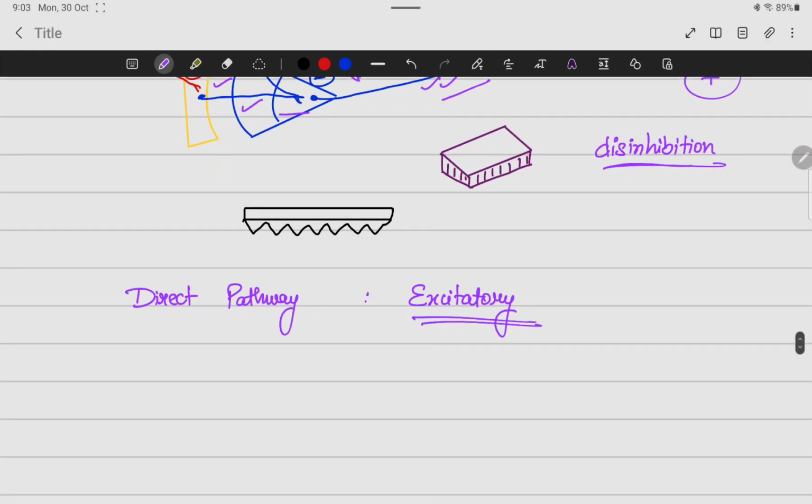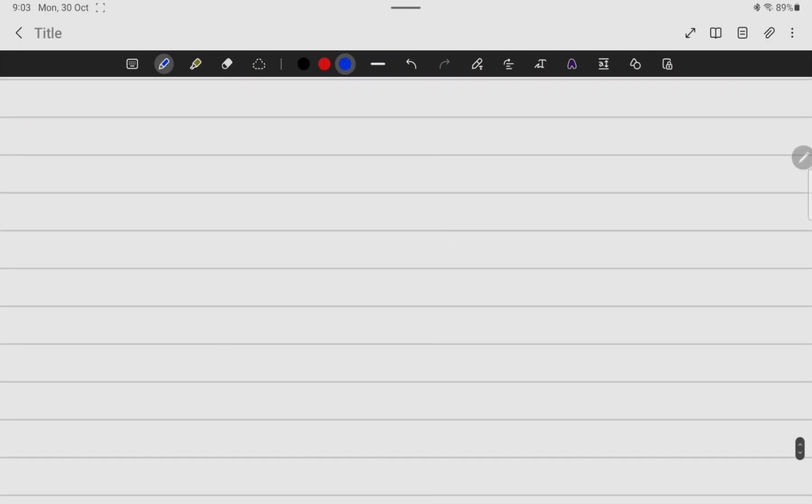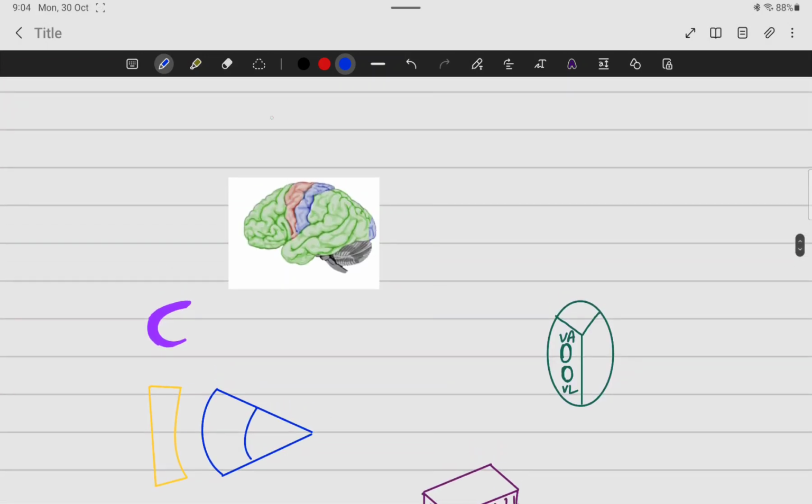Now, where is this direct pathway used? It is used in initiation of movements. Right? Now let's talk about your second pathway, that is the indirect pathway. So let's start with the pathway number 2, the indirect pathway.